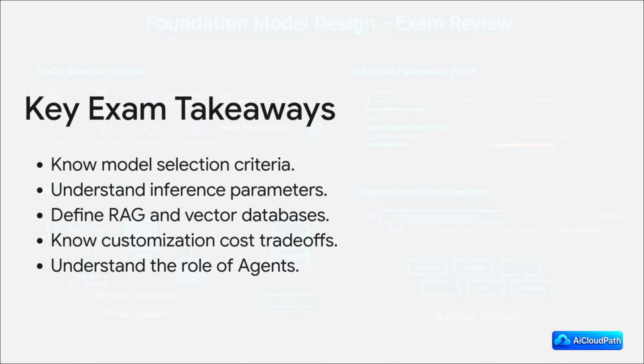So, to wrap this all up, if you're studying for the exam, these are the 5 key areas you have to master. Make sure you can explain how to choose a model, how to control it with those key parameters, how to give it new knowledge with RAG and vector databases, the costs of different customizations, and of course, how agents can automate the whole show.